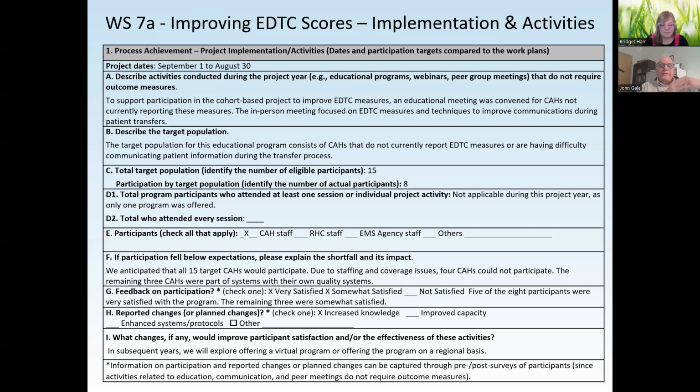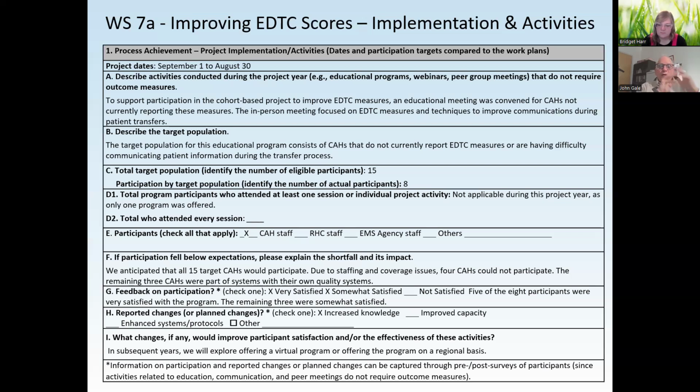Things, did you implement those activities, the education, the peer group meetings, the webinars? Then describing the target population. Who are you targeting? Did they all stay with the project or did some drop out? There are good reasons why they might, some of which involves turnover among staff.